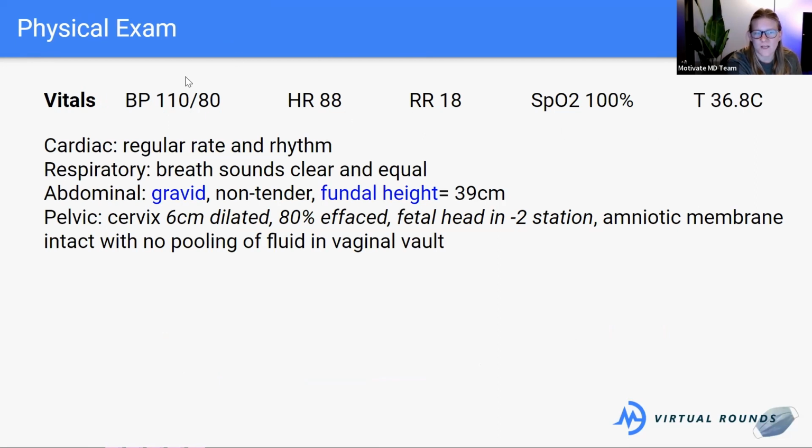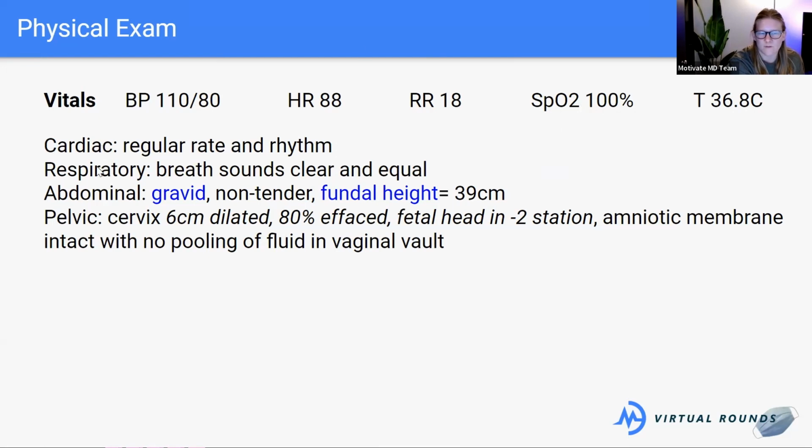So her blood pressure is 110/80. That's a totally normal blood pressure. Heart rate is 88, still within the normal range. Respiratory rate is 18, again normal range, maybe a little bit high, but she's also got a big baby pushing up on her diaphragm, so that's pretty expected. She's saturating well with oxygen at 100%, and her temperature is 36.8 Celsius. So all these vitals look perfect.